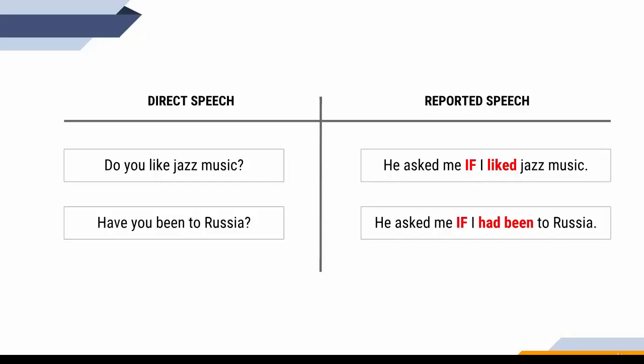Second sentence. He asked me, general question again. Because of that, we use if, and after that, in the main sentence, have you been, present perfect, goes one step back into past perfect: if I had been to Russia.